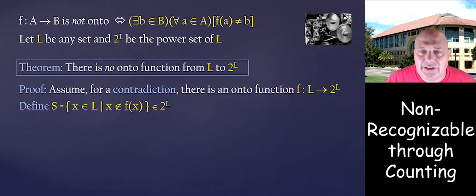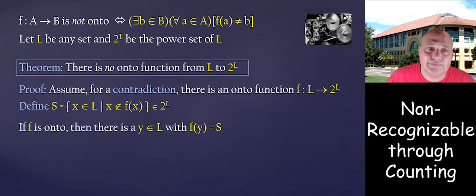In itself, this is a set, a member of 2 to the L. It is in the power set of L because it is a subset of L. Now, if f is onto, then there is some element in L that is mapped to S. So there is some y in L such that f of y is S. And now we will ask ourselves whether y is in S or not.